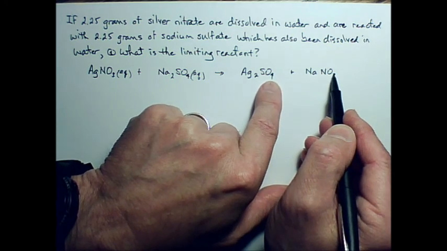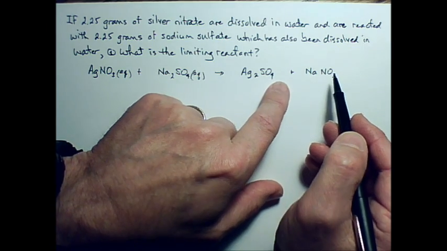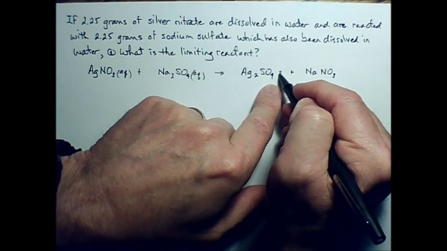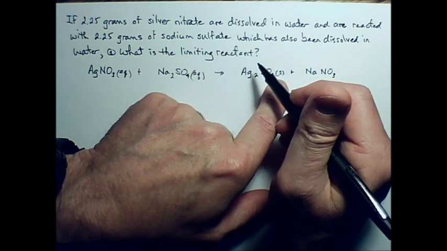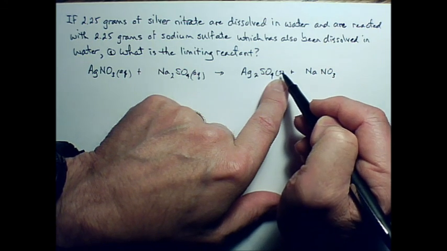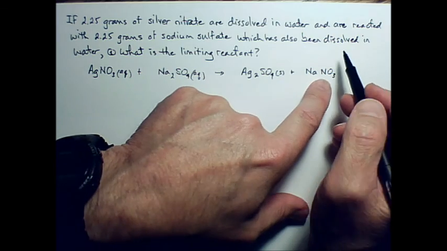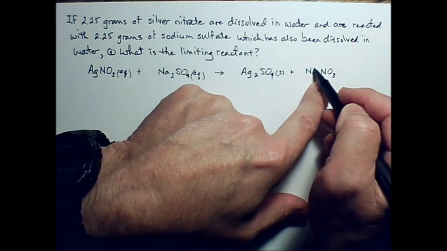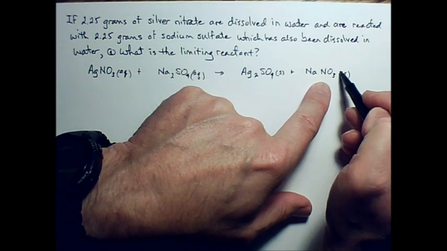We need to find the physical states for that. Have you already done that? Yeah. What are they? Solid and aqueous. Okay. So most sulfates are aqueous, but silver is one of those exceptions. If you look on the solubility rules, it tells you sulfate's mostly soluble, but not when it's combined with silver. Nitrates and group 1 salts are always aqueous, so this is always aqueous.